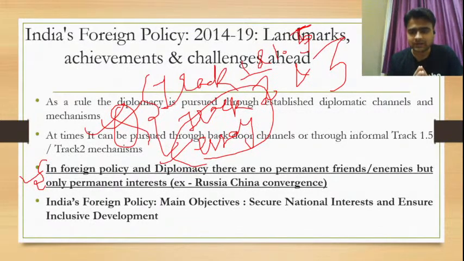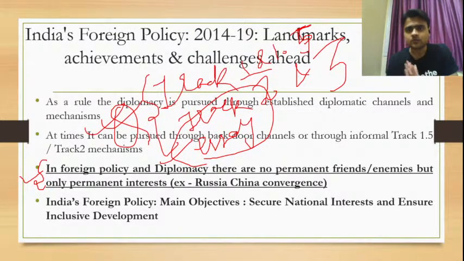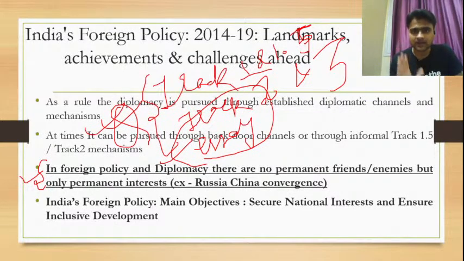There are no permanent friends or enemies, but only permanent interests. I think the people who have PSIR as their optional might have read this as the first sentence when they opened a book on diplomacy or an IR book. Fine, which means that there are no permanent friends or enemies. मतलब जब हमारा interest जैसा रहेगा उसके हिसाब से हम लोग दोस्त या दुश्मन बनाएंगे. This is the meaning of this particular line.